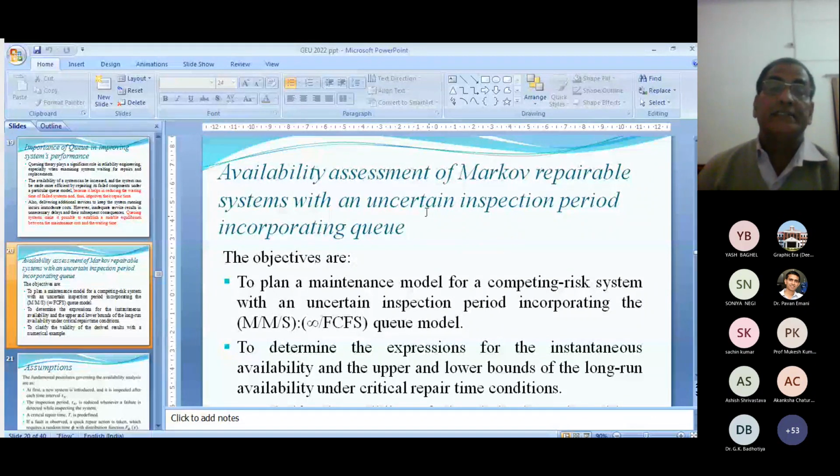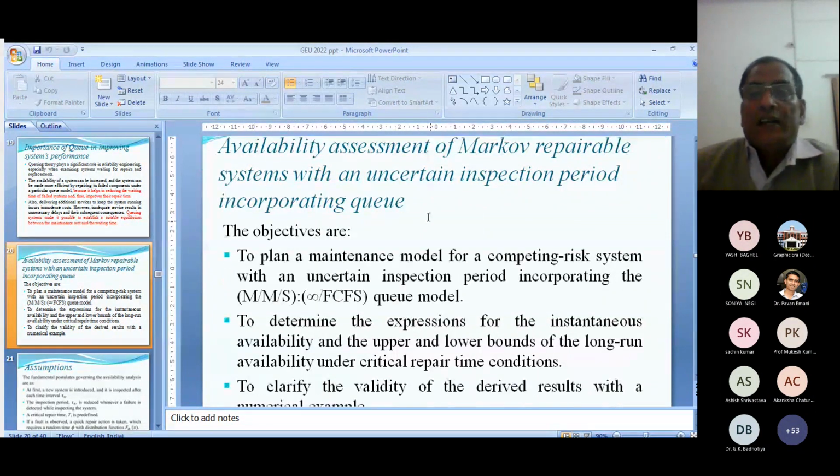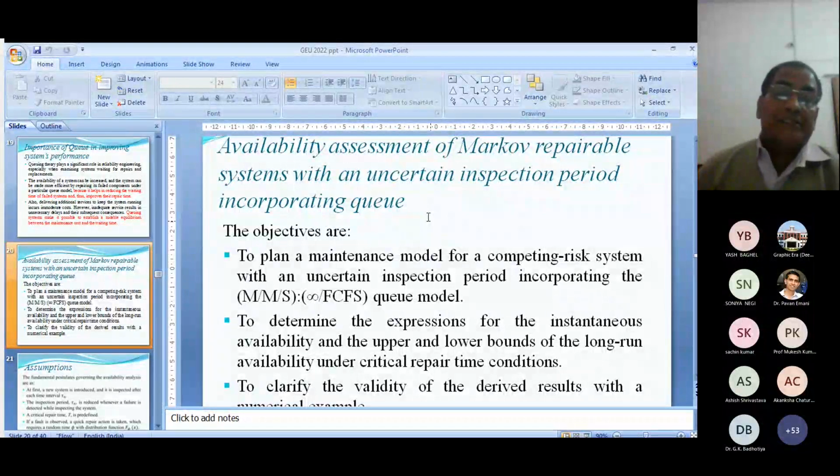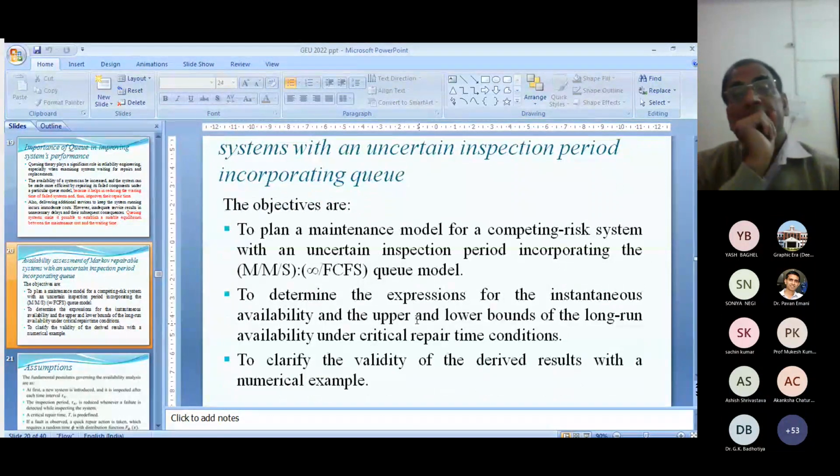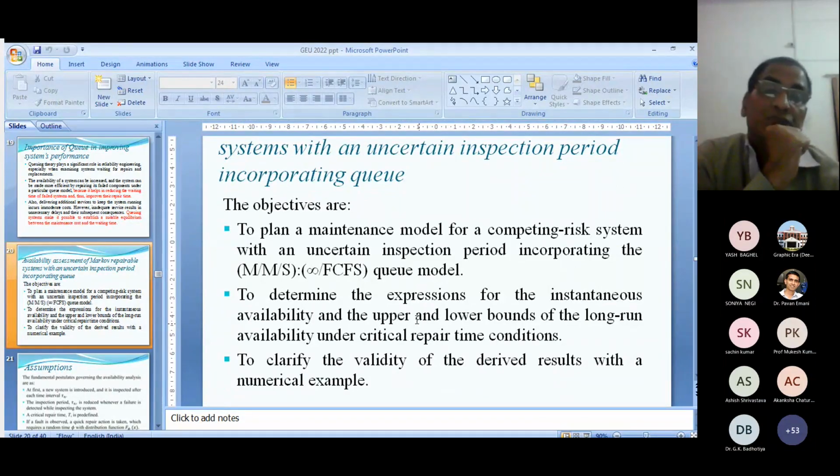We are interested in deriving the availability of a Markov repairable system with an uncertain inspection period, incorporating a queue also. In this model, we are going to incorporate the M/M/S/infinity FCFS queue model, and the system considered is a computing system. With the help of this expression, we are going to derive a theorem for this.